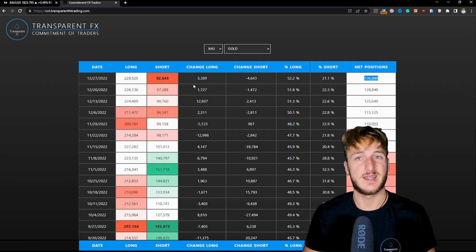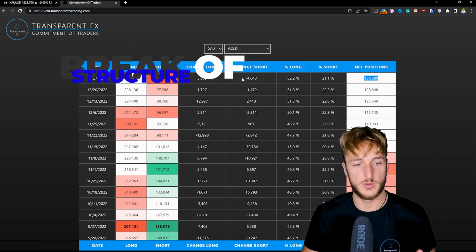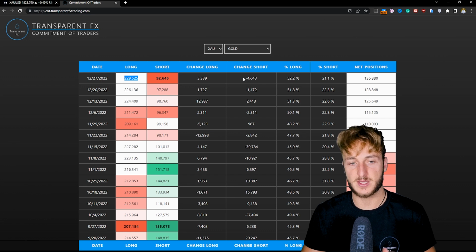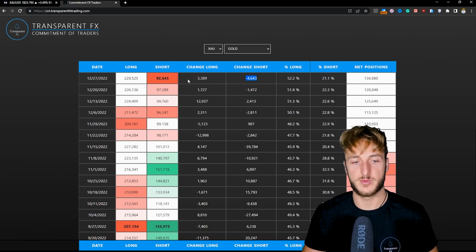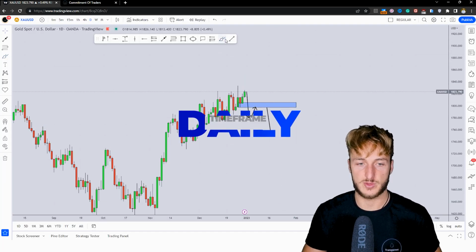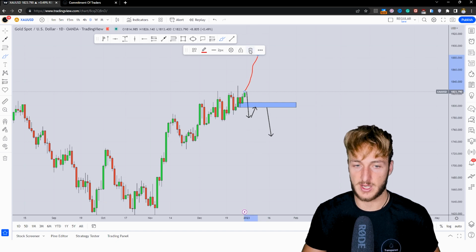So at the moment is definitely too premature to be looking for any kind of shorts. That is why we also wanted to wait for the break of structure. With the last report, we reached now 92k shorts and 229k longs from an institutional perspective, with 4.6k shorts closed and 3.3k longs getting open. So gold is still strong from an institutional perspective. It can easily continue higher.